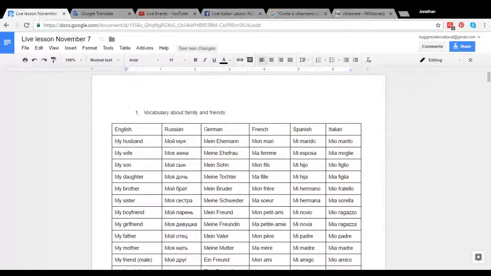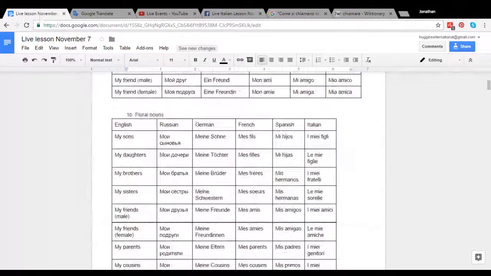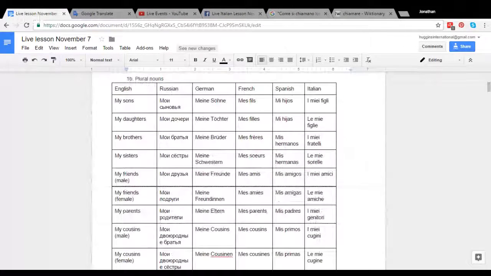So let me move over here. These are things that we've looked at for the singular: husband, wife, son, daughter, brother, sister, boyfriend, girlfriend, father, mother, friend, and Italian is in this last column here. So now we're going to look at these in the plural here. And I have to say thank you to our friend Liliana for the translations and these forms.